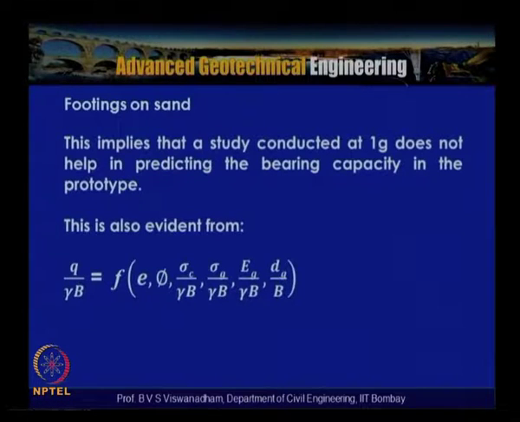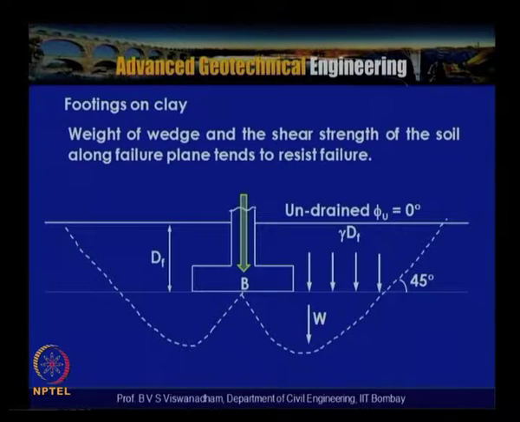We have discussed that the ultimate bearing capacity of a footing is found to be a function of several parameters, and we have said that Q by gamma B is a function of friction angle, sigma c by gamma B, that is the crushing strength of the grains, and the grain to grain cohesion, sigma g by gamma B, and Eg by gamma B, that is the elastic modulus of the grains, and then Dg by B, that is the ratio of average particle size to breadth of the footing B. Now we have said that for footings on sand, because of the requirement we have discussed, in order to have similarity, centrifuge model testing is required, because the net ultimate bearing capacity is found to be a function of the size of the footing.